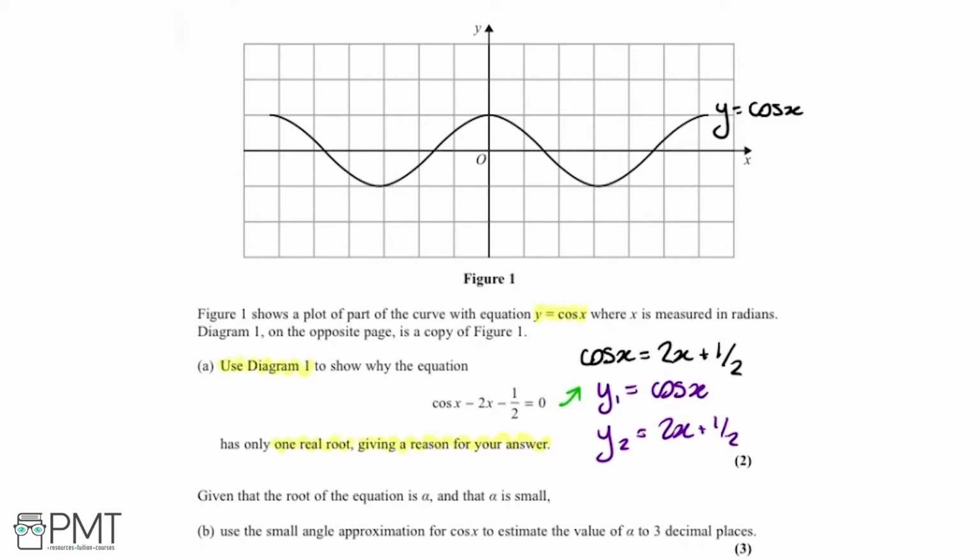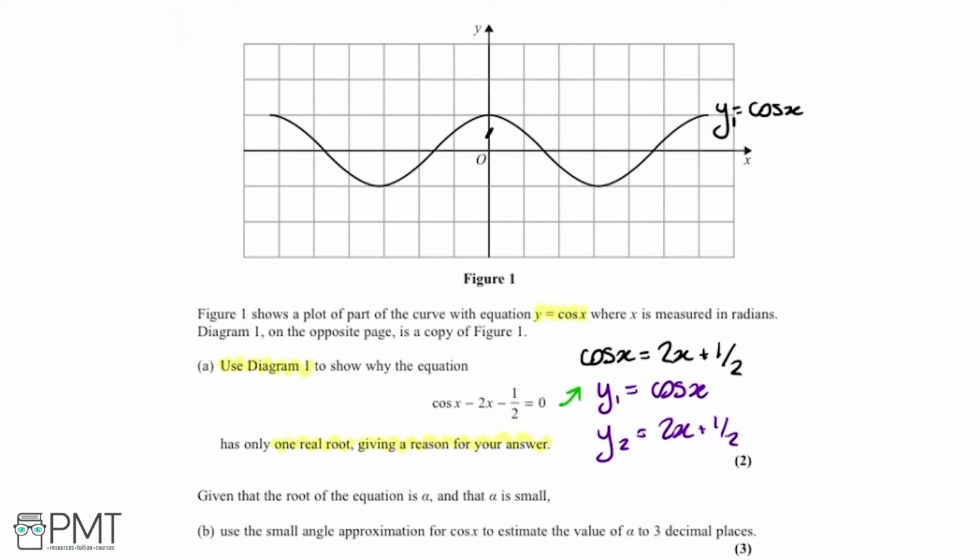So what's great is that we've already got the function y equals cos x graphed out here. So I'm just quickly going to edit this to make it a bit clearer. So we've got y1 equals cos x. So now we're going to plot y2. So if we think about this quickly, we can do a couple of points to help us. So if we sub in x equals 0 to give us the y-intercept, we get that y is a half.